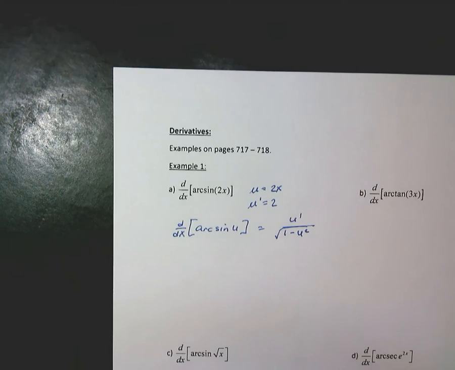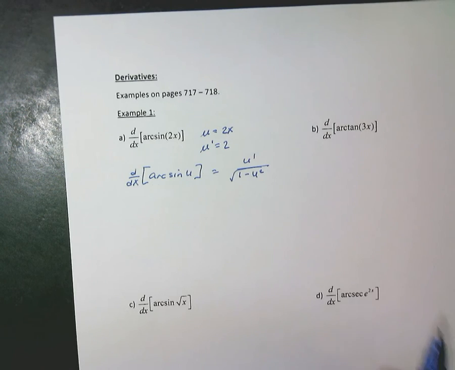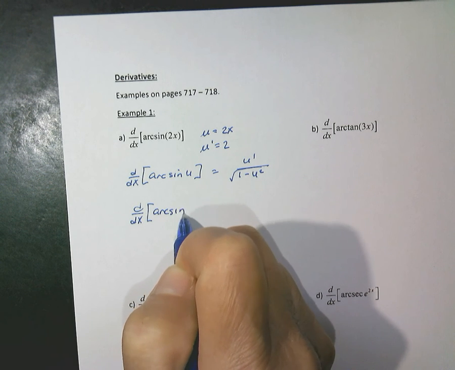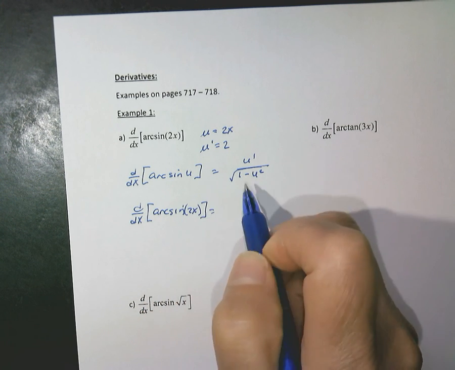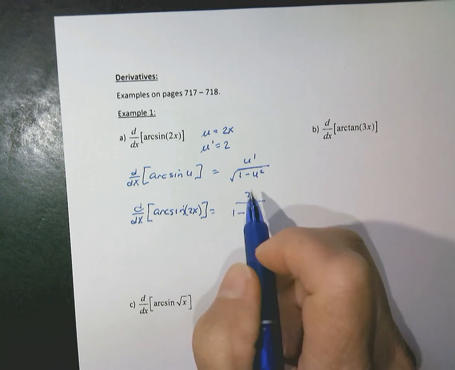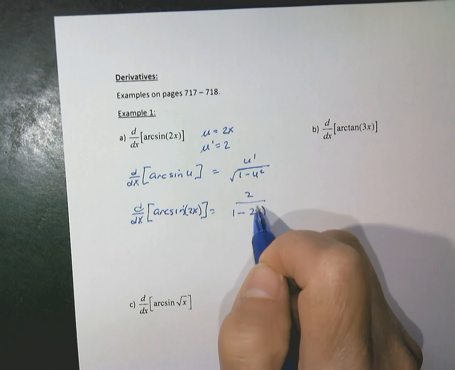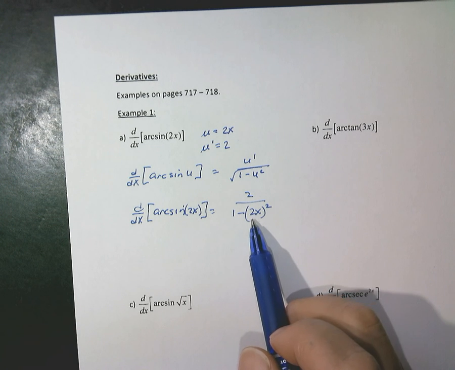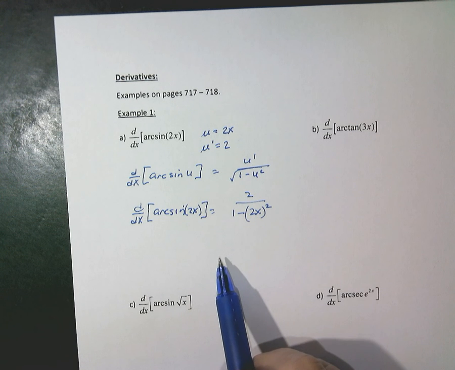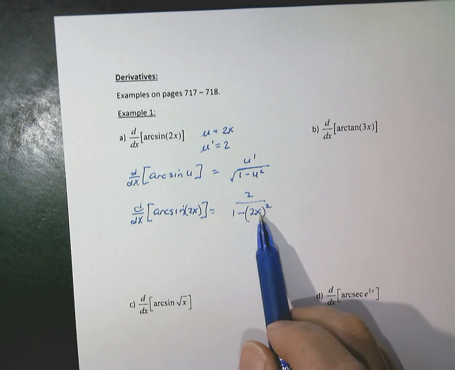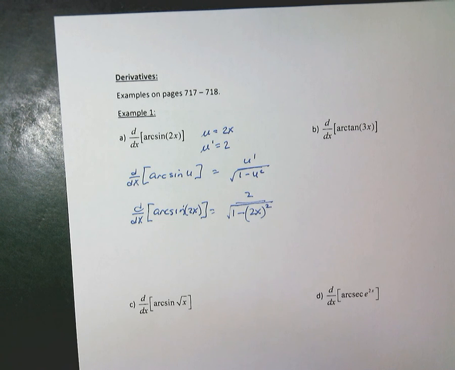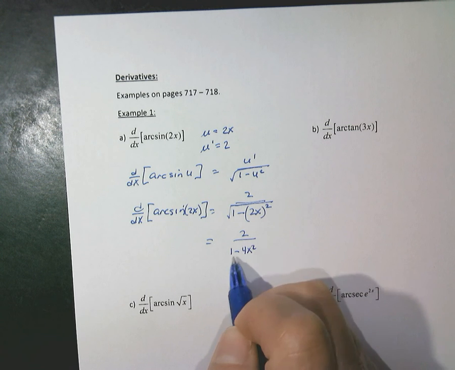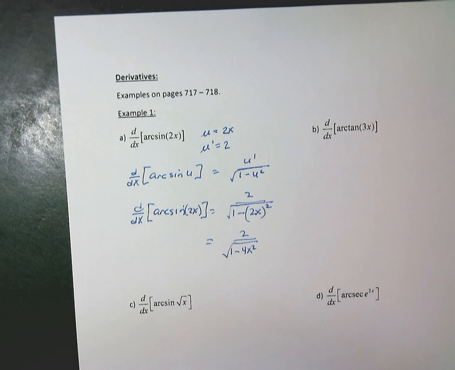So when I plug this in, u prime is 2, so d/dx arcsine of 2x is going to equal 2 over the square root of 1 minus u, which is 2x. And I keep reminding people, this whole thing, 2x, is squared. If you don't write the parentheses, it's going to get marked wrong. So I make sure I use the parentheses. You can leave it like that, or you can simplify it. This would be 1 minus 4x squared. And that is where you would stop.